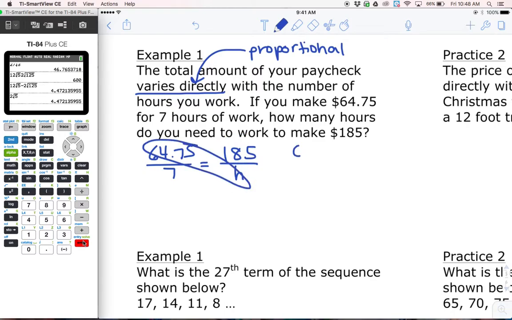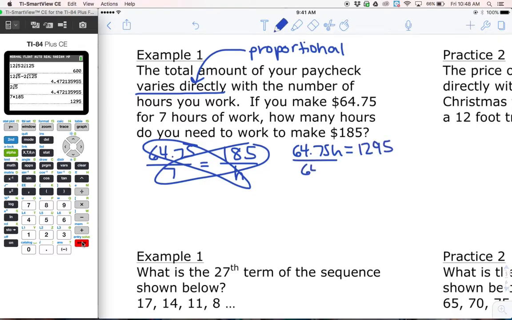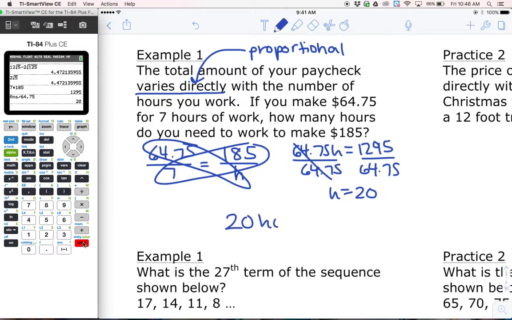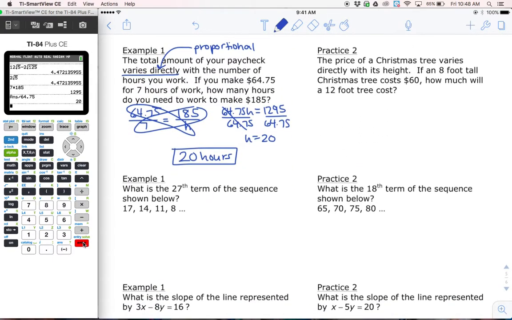So we've got 64.75h is equal to 7 times 185, which is $1295. All right, I'm going to divide by 64.75. And I've got the number of hours I need is, let's see here, divide by 64.75, 20 hours. All right, so 20 hours is my answer. All right, go ahead and try the next problem over on the right in Edpuzzle. Remember, varies directly means you can solve it with a proportion.